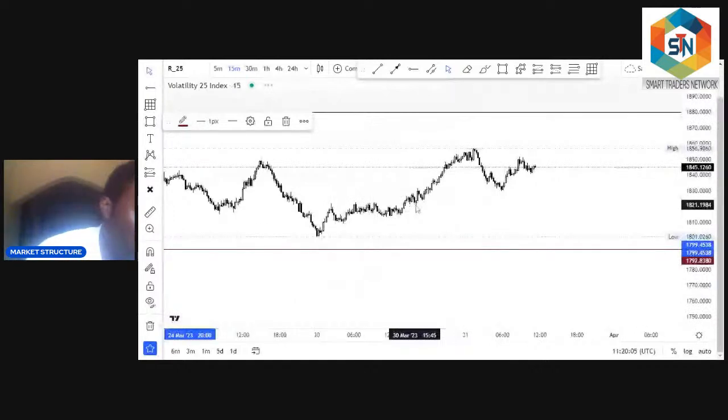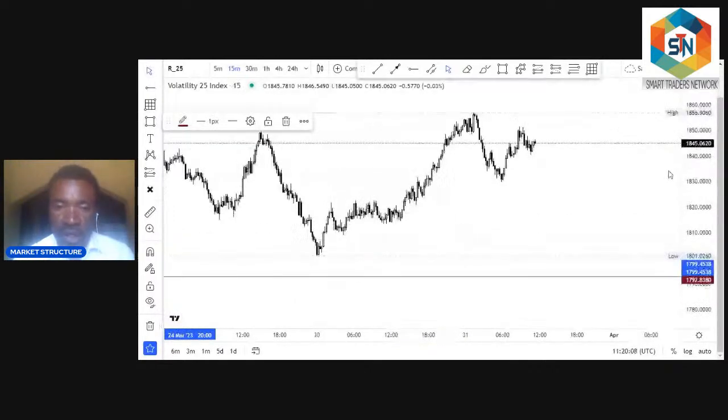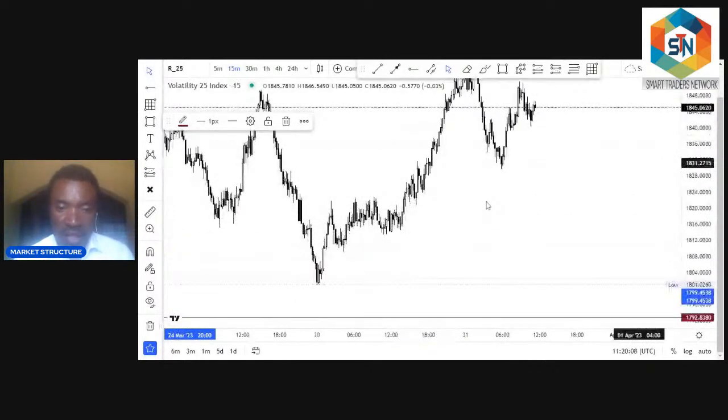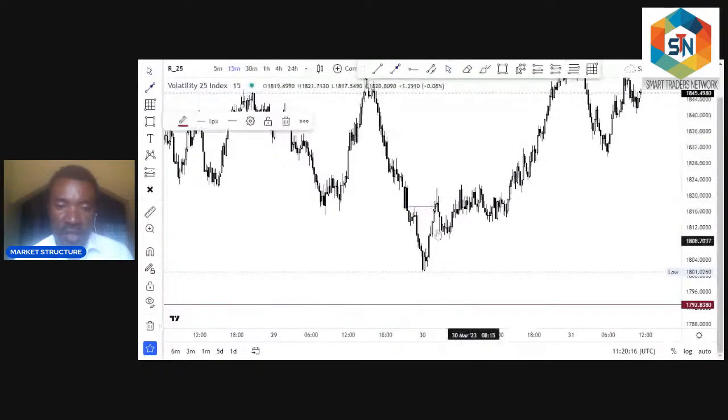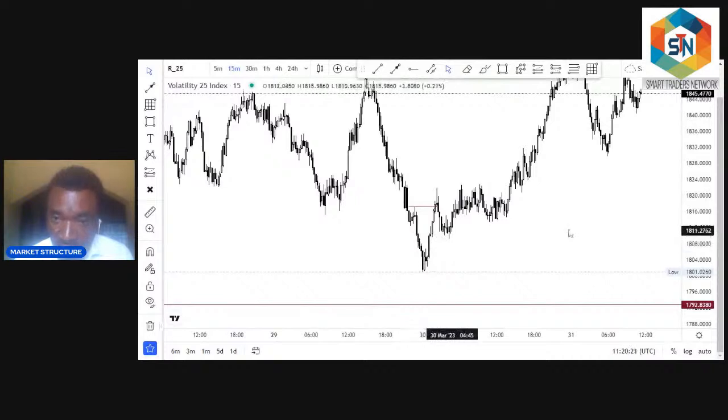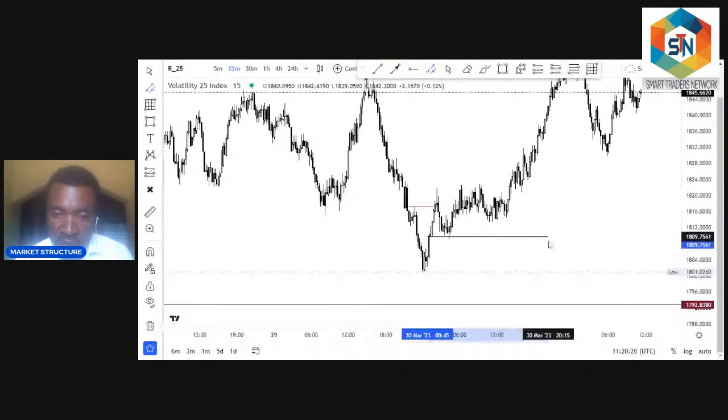And then we got in on the formation. You can see that formation here. Price swept liquidity, broke structure above, and then there was an imbalance here that price was going to come into. You see how price tapped into the imbalance. Price just tapped into the imbalance.